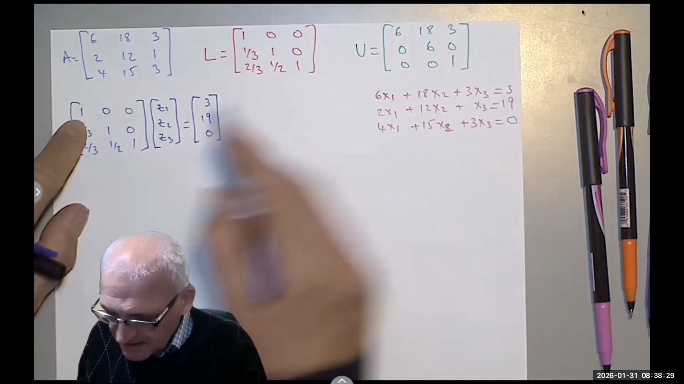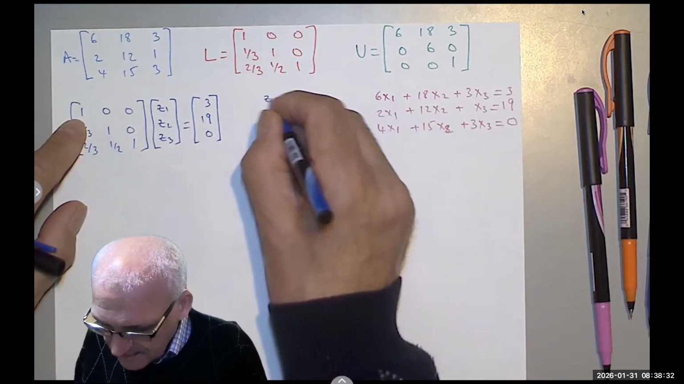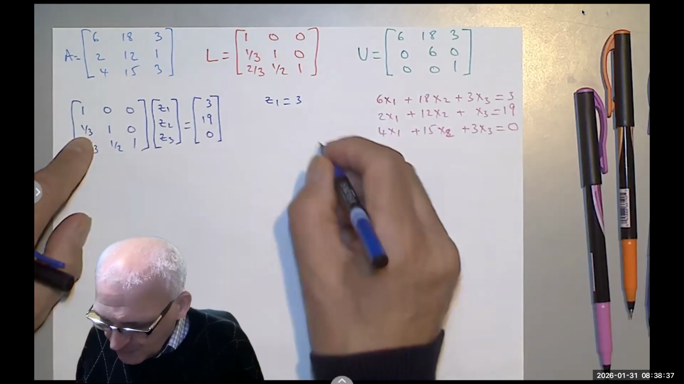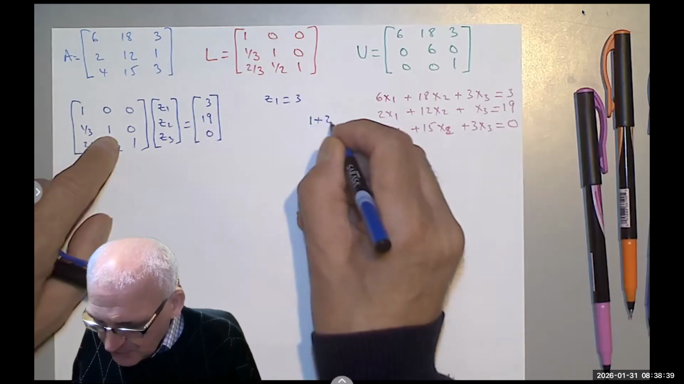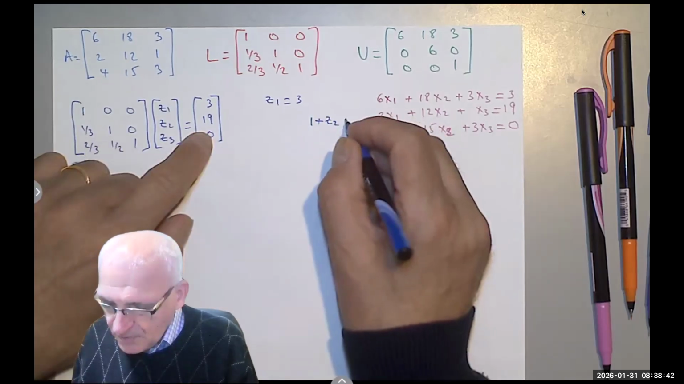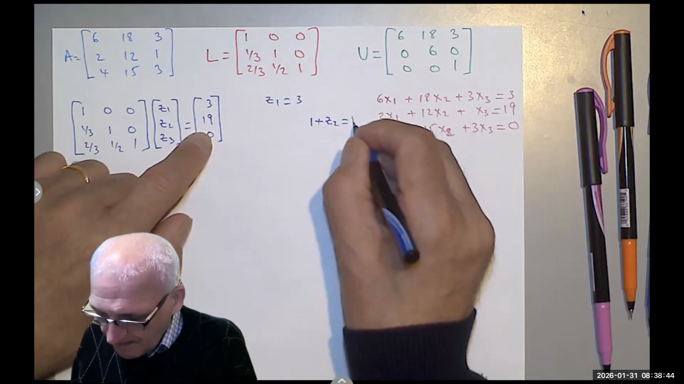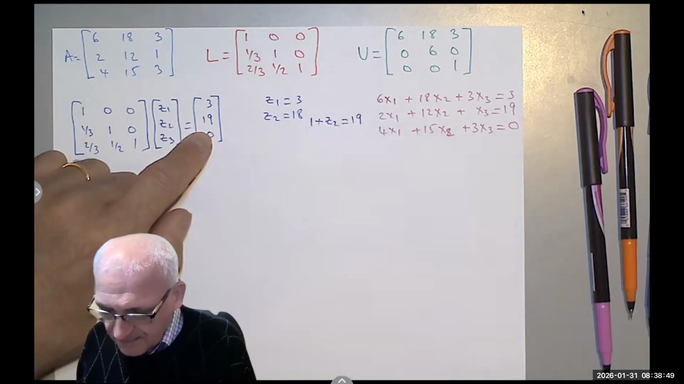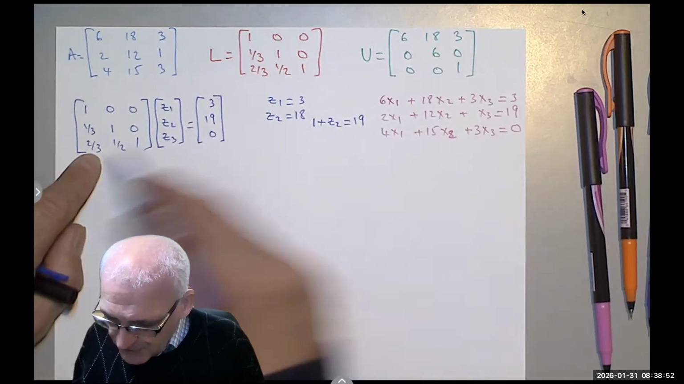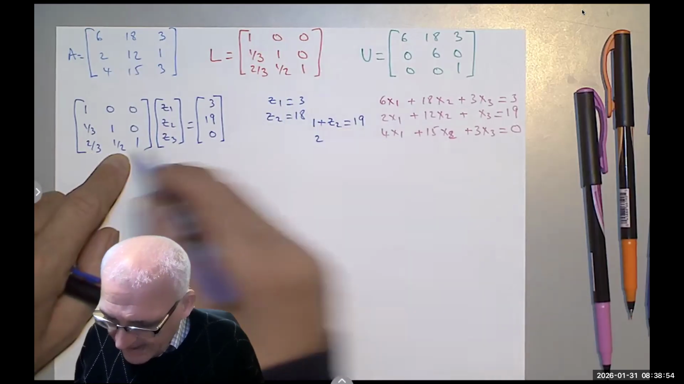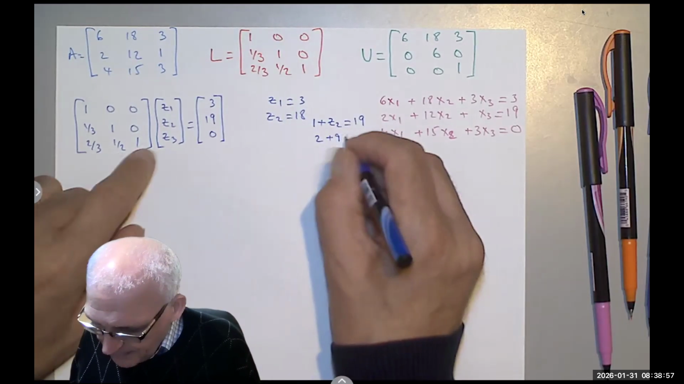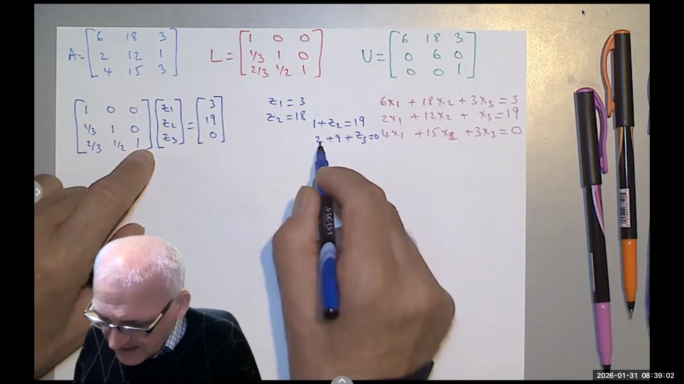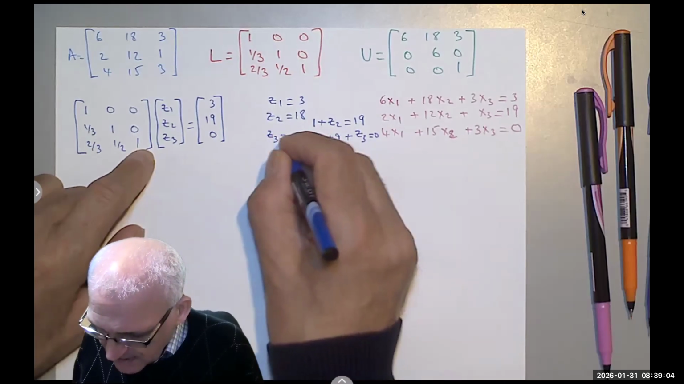Okay, you get from here Z1 is 3. Easy. And if Z1 is 3, 3 times 1/3 is 1, plus Z2 equals 19. So Z2 must be 18. 2/3 of 3 is 2. 1/2 of 18 is 9. Plus Z3 equals 0. Z3 plus 11 is 0, so Z3 equals -11.